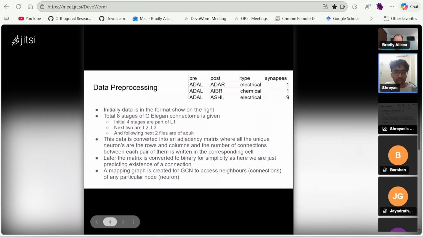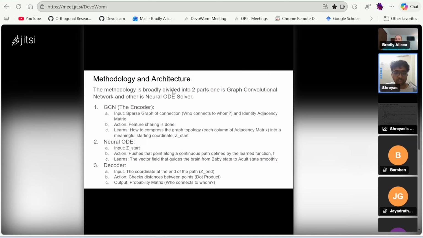Okay, so I'll go to the methodology next. The methodology is broadly divided into 2 parts, which are the GCN encoder and the Neural ODE. The decoder is just a small part of it. What the GCN does is it's a sparse graph connection. It basically tells who connects to whom, and the input is the adjacency matrix, which I previously told you.